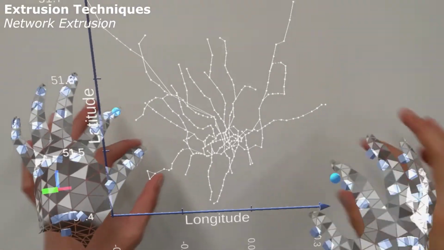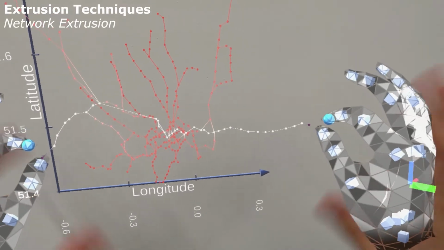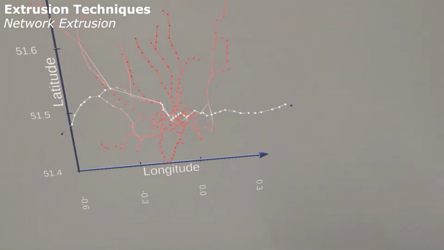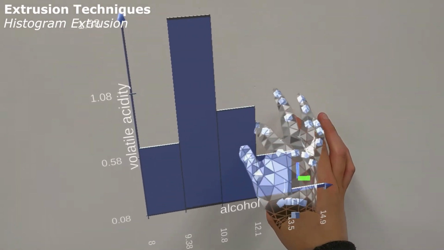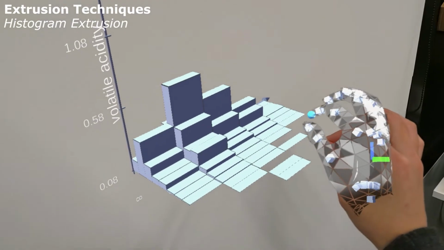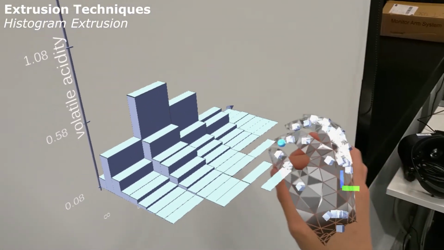Shortest path extrusion uses bimanual interaction to select two nodes on a network, and pulling away encodes the shortest path distance between these two nodes along the third spatial dimension. Histogram extrusion can be used to quickly show the distribution of data points within each bar in a bar chart. Pulling further away from the surface increases the number of bins in a staged manner.